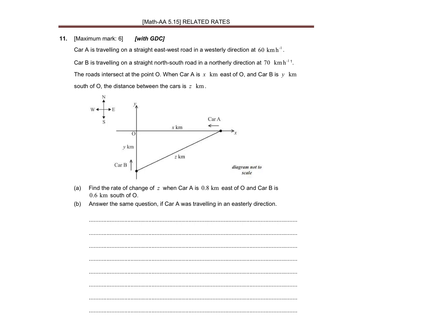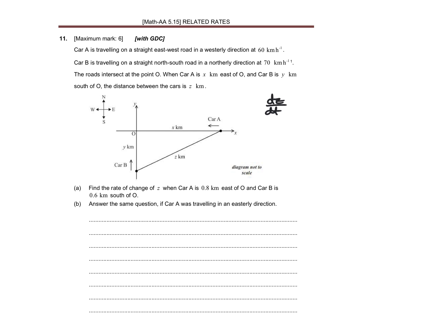All right, number 11. Car A is traveling on a straight east-west road in a westerly direction at 60 kilometers per hour. Car B is traveling on a straight north-south road in a northerly direction at 70. The roads intersect at O when car A is X kilometers east of O and car B is Y kilometers south. The distance is Z. Find the rate of change of Z. So we need dz/dt.